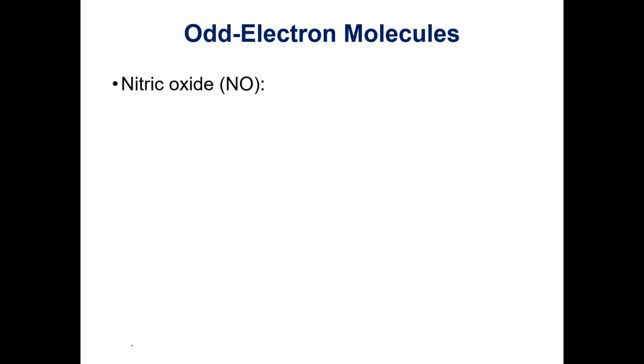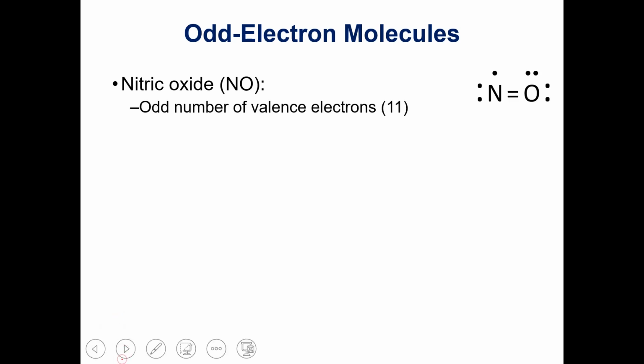Another exception to the octet rule is the odd electron molecule. So if we take something like nitric oxide, which is NO, nitrogen has 5 valence electrons and oxygen has 6. So that gives us a total of 11 valence electrons. If we put our electrons in and draw a structure for that, what you find is that you don't have enough to give everybody their pairs. We're missing 1 electron on the nitrogen.